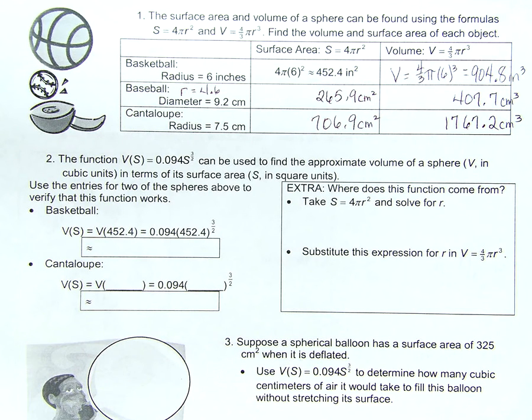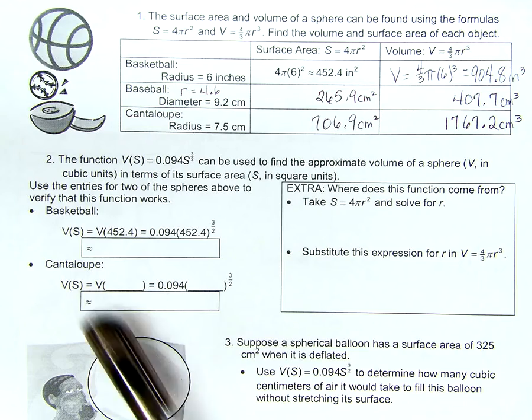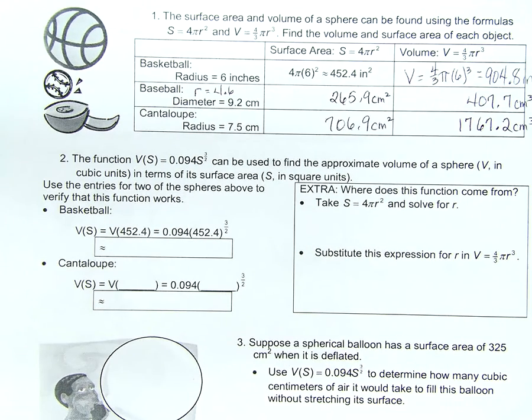Okay, a function V of S equals 0.094 S to the 3/2 power can be used to find the approximate volume of a sphere in terms of its surface area. Meaning, if we know its surface area, we don't have to know the radius or anything like that. If we know the surface area, we can find the volume from this given formula right here. Okay, so use the entries for the 2 spheres above to verify that this function works.